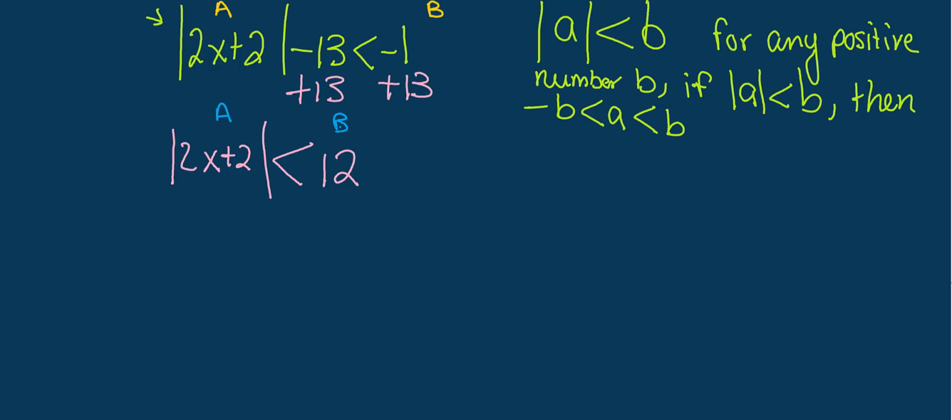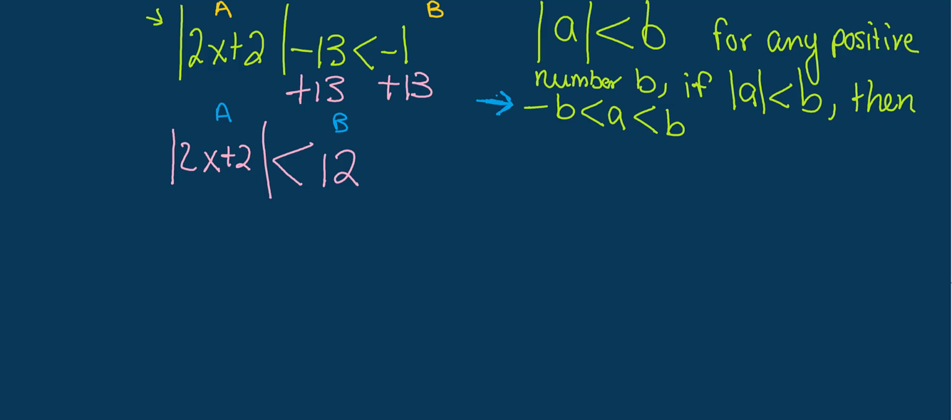Okay, what do we have here? Take a look at b. B is positive. It's a positive 12 now. If absolute a is less than b, then negative b is less than a is less than b. So what we're going to simply do now is we're going to write this. We're just going to fill in this property.